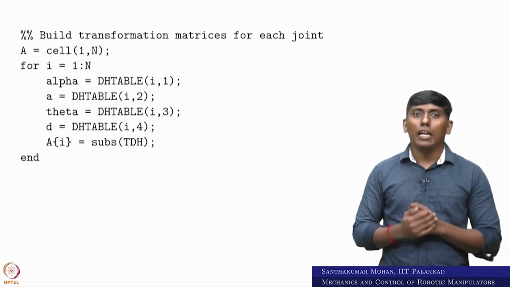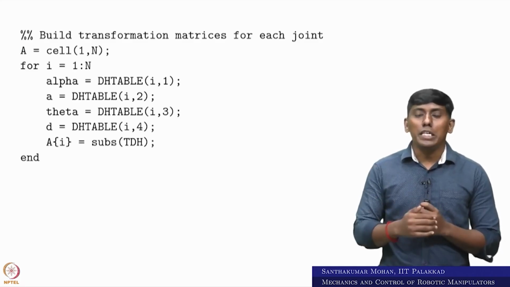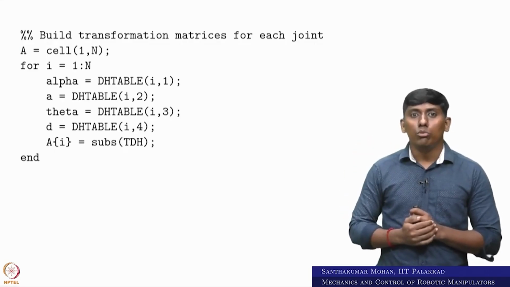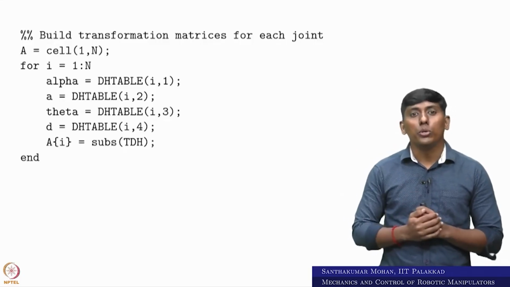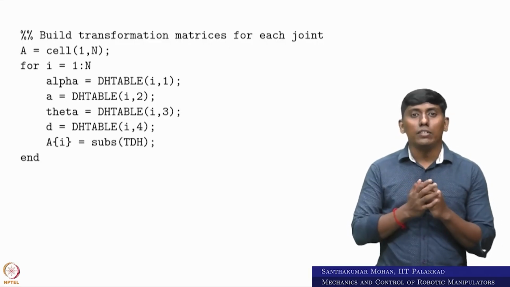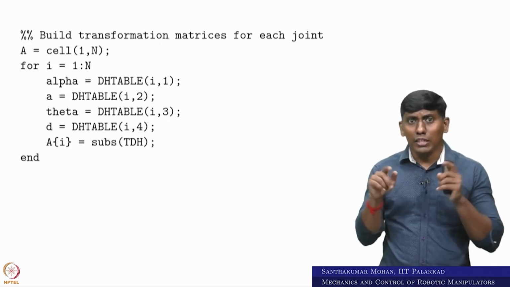Then you can see we are building the transformation matrix for each joint. We are substituting the individual DH table row-wise into the individual transformation matrix, then that would be, you can say, freezing it into a cell. So here the cell which is A, A consists of 3 subcells, that is what we call A of i within the braces.